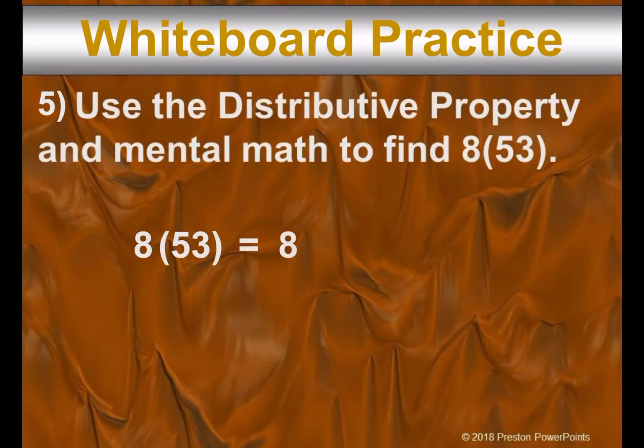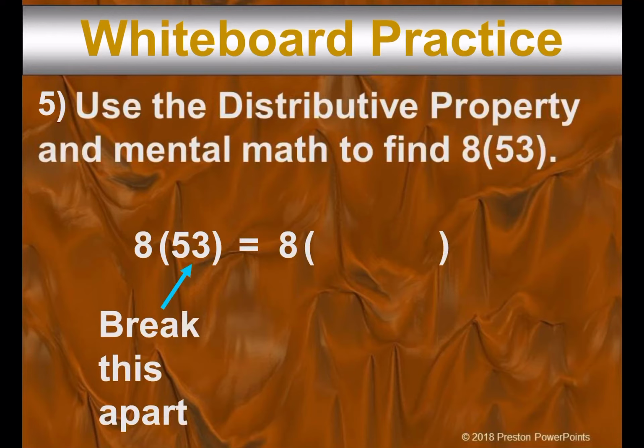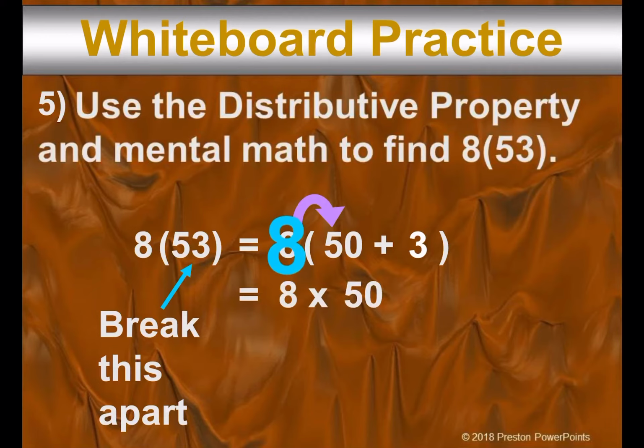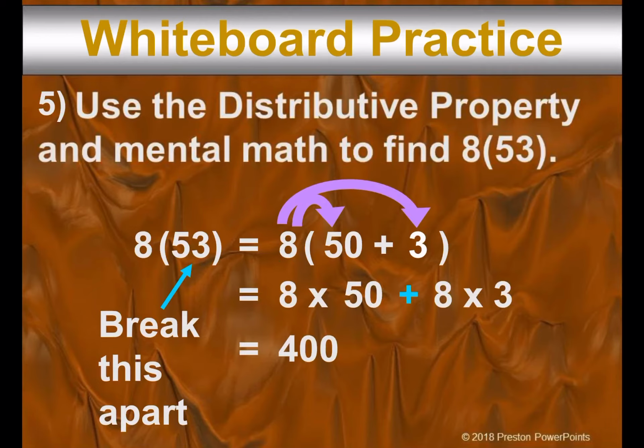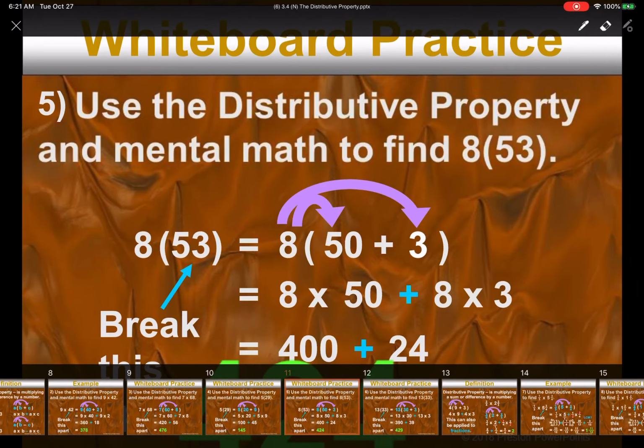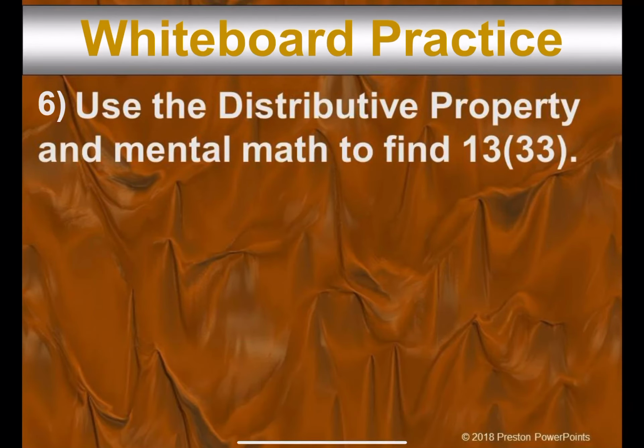So the easiest number to pull out would be 50, and 8 times 50, or I can just think 8 times 5 and then add the 0. 8 times 5 would be 40, so 8 times 50 would be 400. And then 8 times 3 is 24, so then I can go 400 plus 24 is 424.